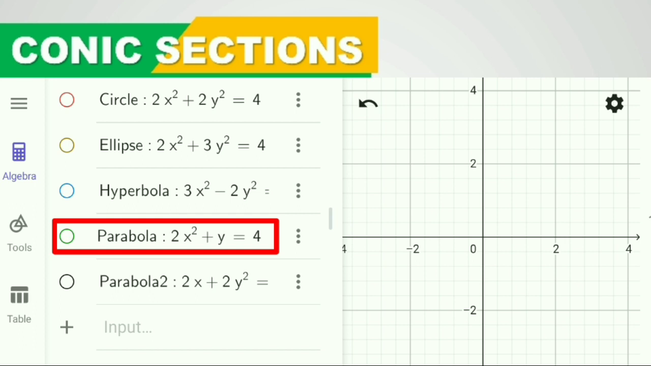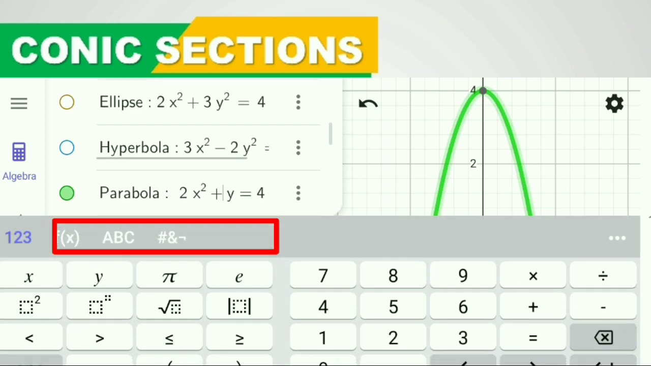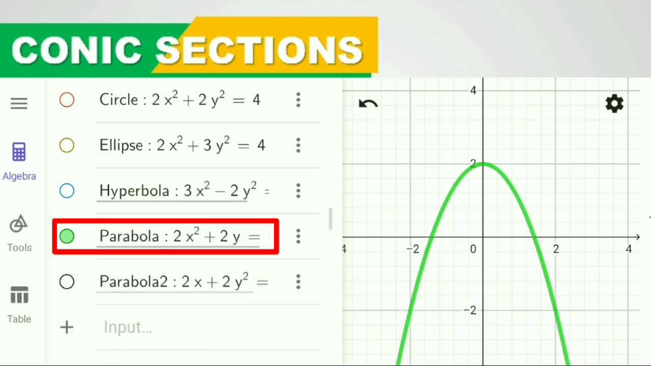But we could also have that the numerical coefficients are the same. So for instance, let's take this one first: 2x squared plus y is equal to 4. This will create a parabola. If their numerical coefficients are the same, just like this, that will still create a parabola. So the only thing that you have to remember is that when either one of the variables is being squared, that will create a parabola.